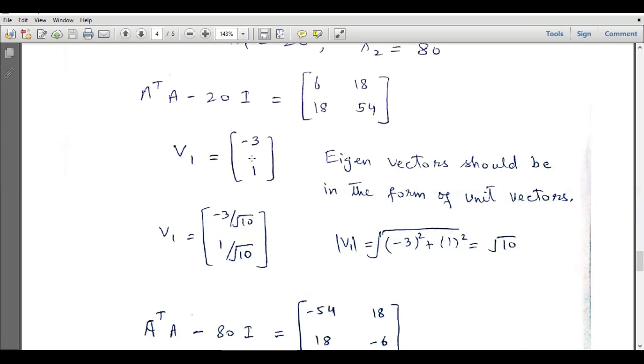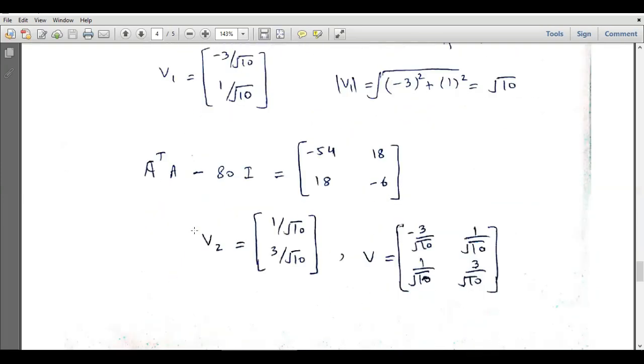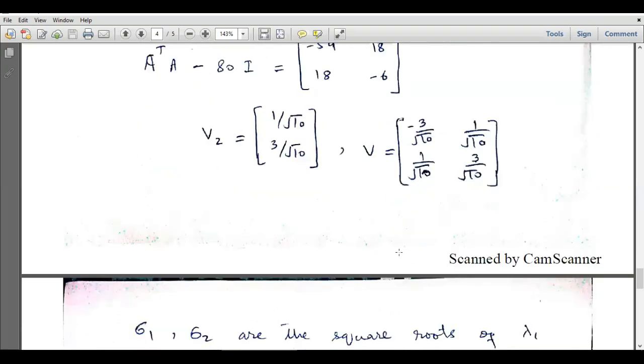And unit vectors can be evaluated by dividing the vector with its magnitude. Now the magnitude of this vector is equal to square root of minus 3 square plus 1 square. So that will be equal to square root of 10. So let's divide minus 3 by square root of 10 and 1 by square root of 10. So this is our normalized eigenvector V1. Similarly, the normalized second eigenvector V2 will be equal to 1 over square root of 10 and 3 over square root of 10. Now the matrix of eigenvectors V will be equal to V1 and V2. This is our V1 and this is our V2. So this is our V matrix.